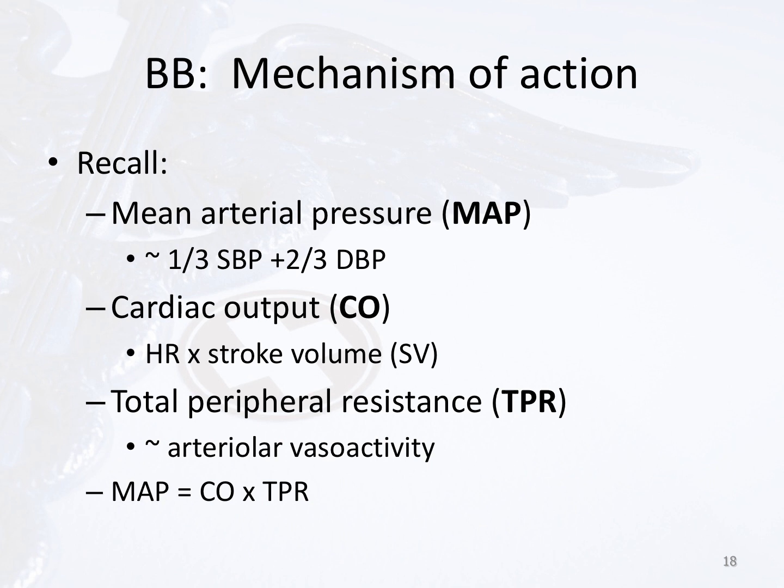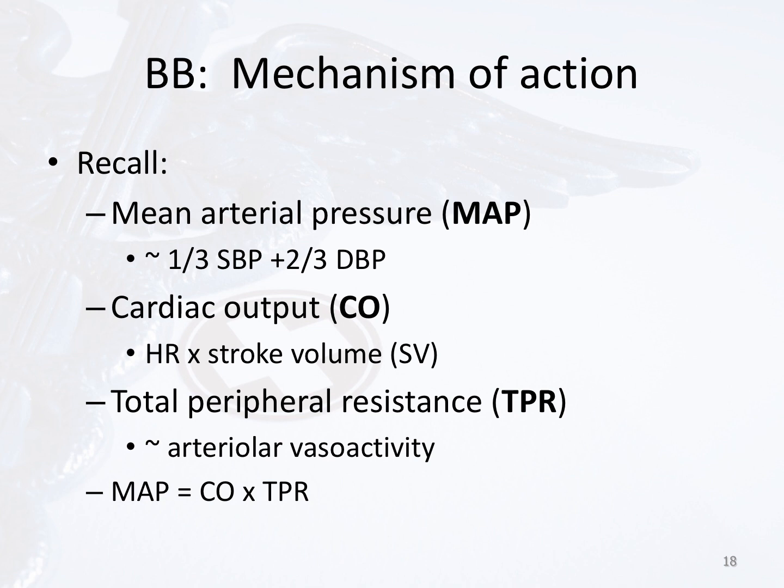So how do beta blockers work? To start with, let's do a little bit of a review. You may recall from physiology that the mean arterial pressure, or the MAP, is approximately equal to 1/3 the systolic blood pressure plus 2/3 the diastolic blood pressure. In addition, cardiac output, the amount of blood pumped out of the heart per minute, is the product of heart rate and stroke volume. In addition, the total peripheral resistance, or TPR, is a measure of how difficult blood flow is in the peripheral circulation. So it's an assessment of the arteriolar vasoactivity.